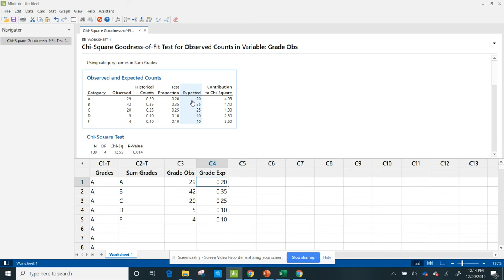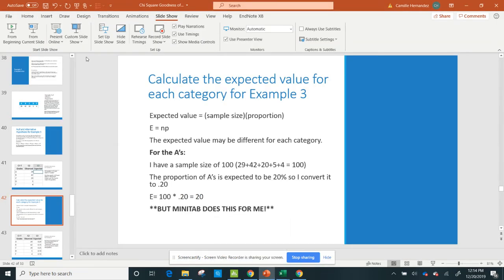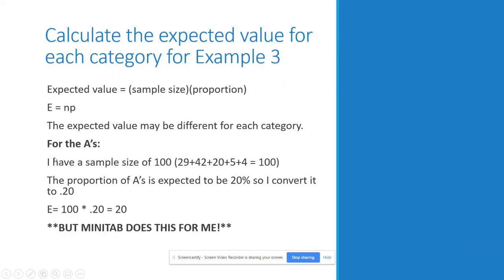But if you're curious where that's coming from, I'm going to go back to the PowerPoint. If you look here, for the A's, I have my sample size, which is 100, and then I multiply it by the proportion. So 100 times 0.20 is 20. And again, don't do that by hand. Minitab does it for you.